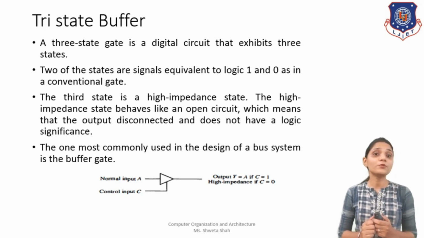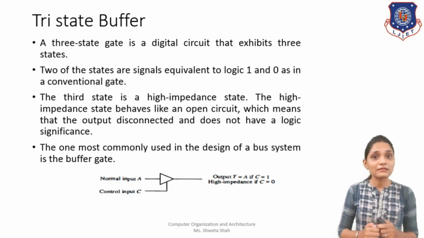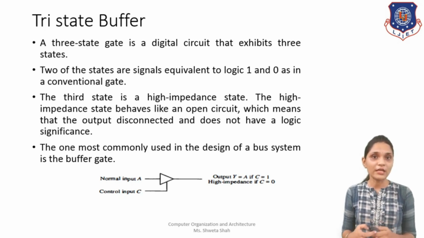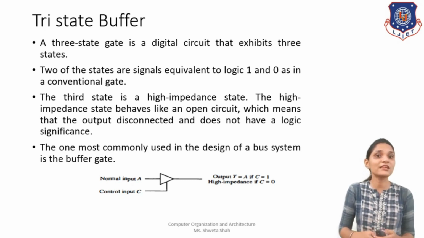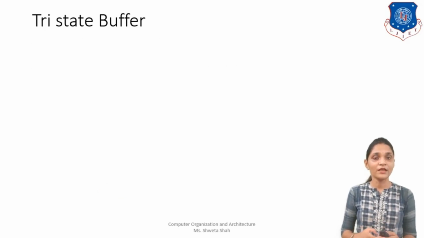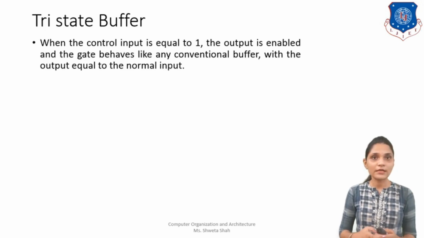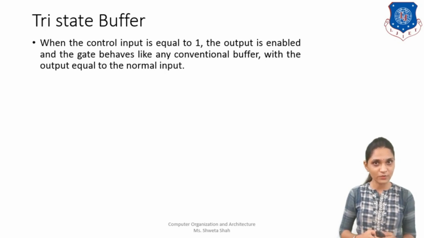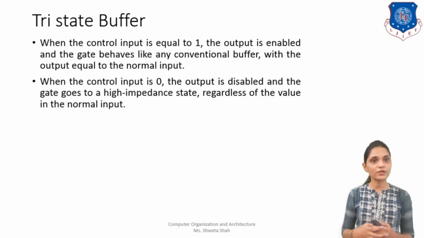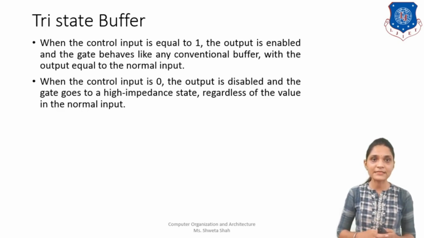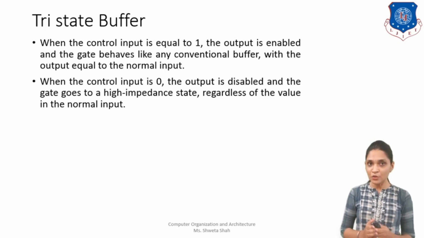If your control input is 0, then it will not depend on what you have given as an input. The output will always be in a high impedance state. That means your circuit is like disconnected. So when your control input is equal to 1, the output is enabled and the gate behaves like a conventional buffer with the output equivalent to the normal input. But when your control input is 0, the output is disabled and the gate goes to the high impedance state regardless of the value of the normal input.